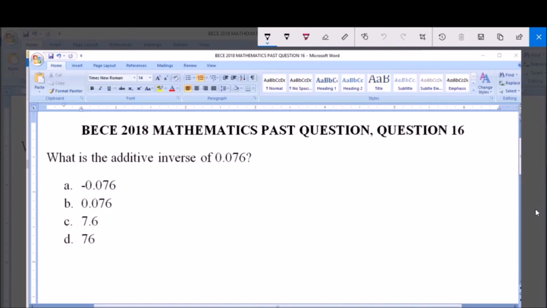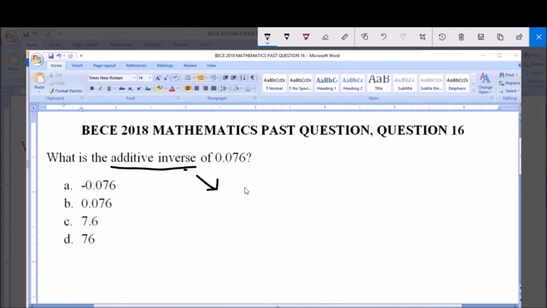What is the additive inverse of 0.076? What is the additive inverse of 0.076? A minus 0.076, B 0.076, C 7.6, and D 76. So we are asked to find the additive inverse of 0.076. Now the first thing that will come to your mind is, what is additive inverse? Additive inverse of a number is the number that will be added to that particular number which will give us what? 0.